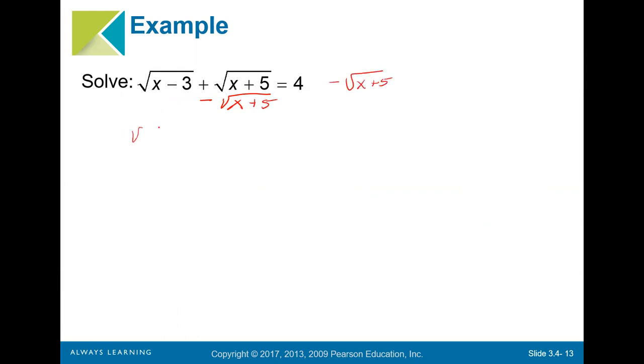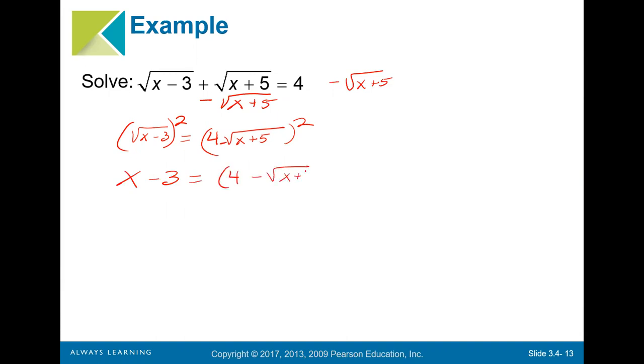Now that I've done that, I have the square root of x minus 3 is equal to 4 minus the square root of x plus 5. Now I want to undo this root on this side, so I have to raise it to the power of 2. I have to do the same thing over here. So when we do this, I now have x minus 3 equals 4 minus this, squared.